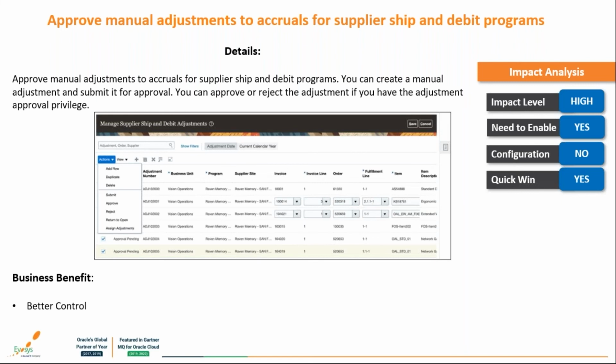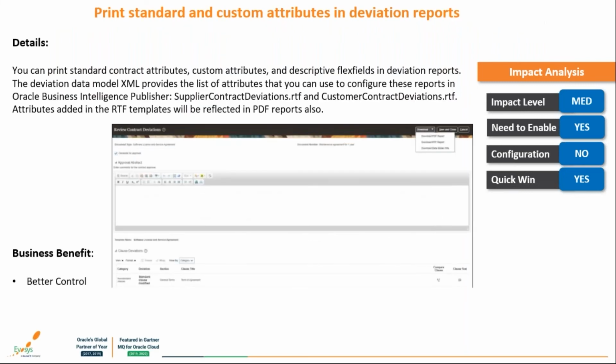The business benefit is better control. The impact level is high and you need to enable this feature. You don't need any configuration in this feature. And of course, it's a quick win. The next feature is print standard and custom attribute in deviation report.